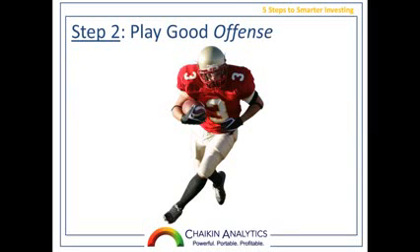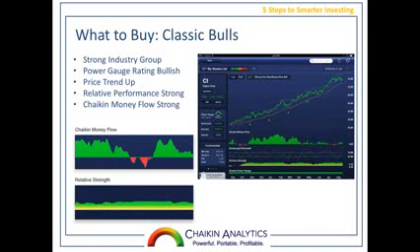Now, step 2 in this 5-step plan is to play good offense. And we've encapsulated the way you play good offense into a pattern we call classic bulls. It starts with a stock in a strong industry group that has a bullish Chaikin power gauge rating that's in an uptrend. And here we're looking at a 1-year chart of Cigna.